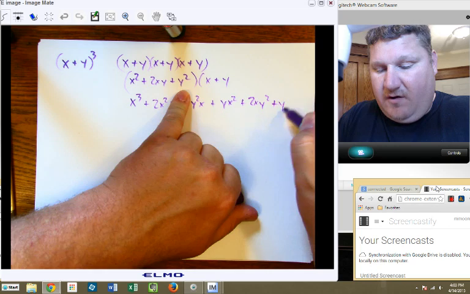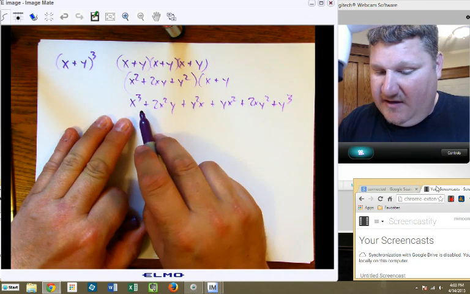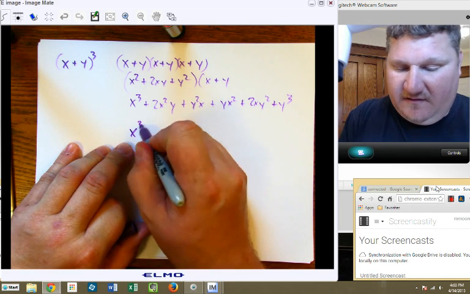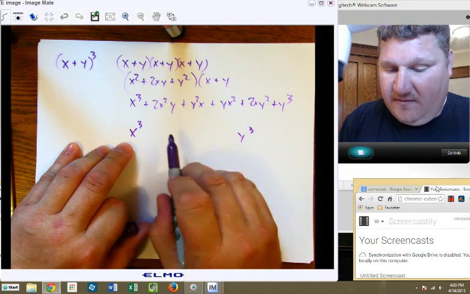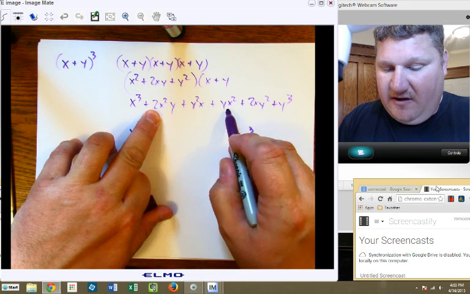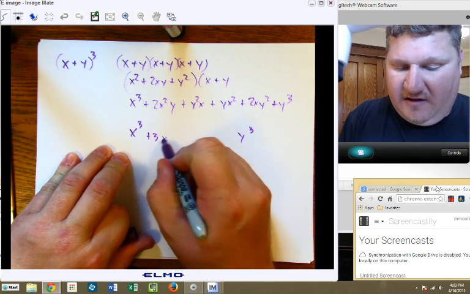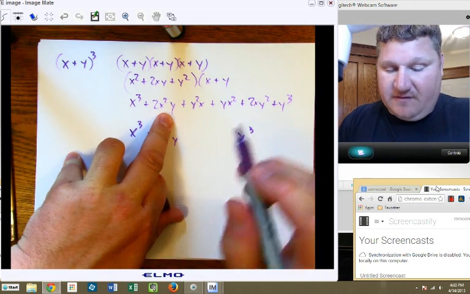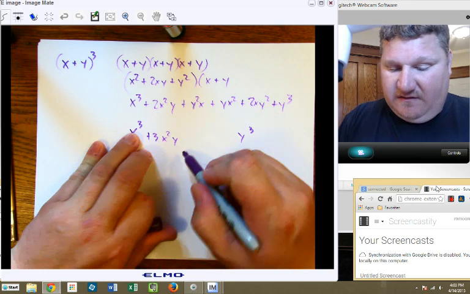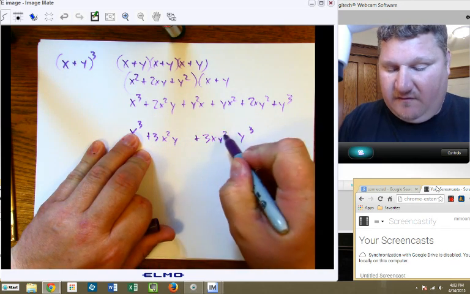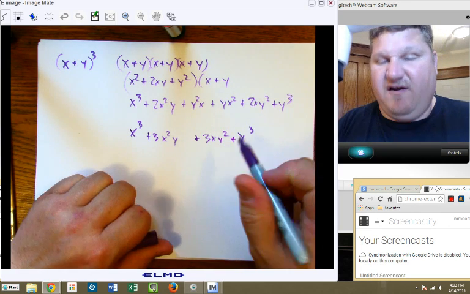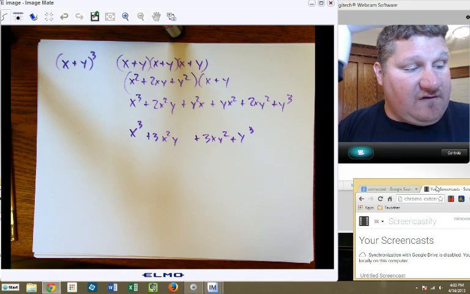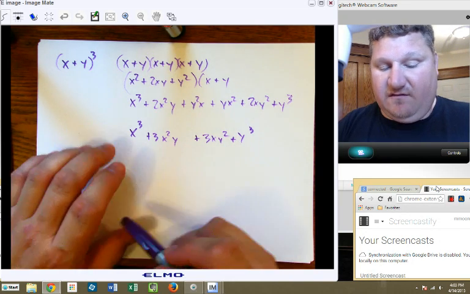Now, if I simplify any of this down, I have some x cubed on this end. I have some y cubed on this end. I have an x squared y here and an x squared y here, meaning 3x squared y. Just because they're y, x squared, y, we can turn around, commutative property of multiplication. These two, I'm going to come up with 3xy squared. And we start to see a pattern develop. That pattern that begins to develop is the exponents always add up to, in this case, 3.